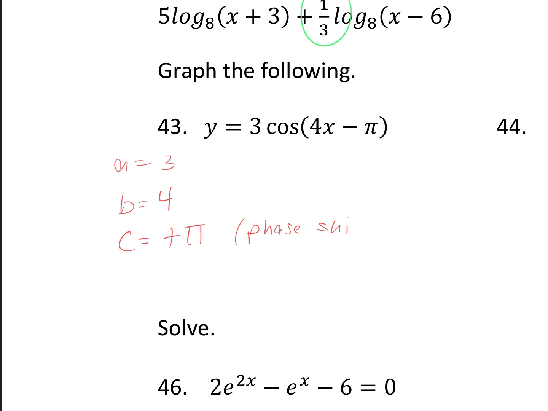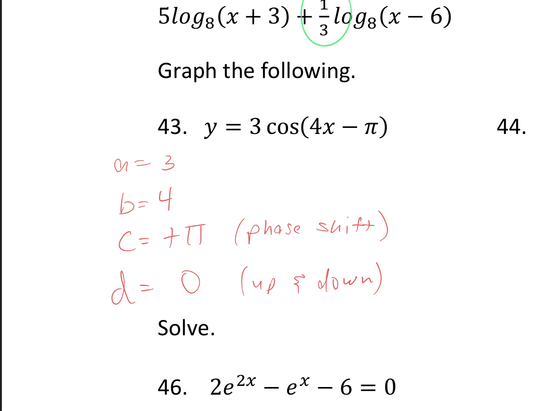So if a question asks you to describe the phase shift, that just means where does it go left and right. What is your D value? 0. Up and down. Good. This is your up and down. Your phase shift is left and right. Your vertical shifts are up and down.